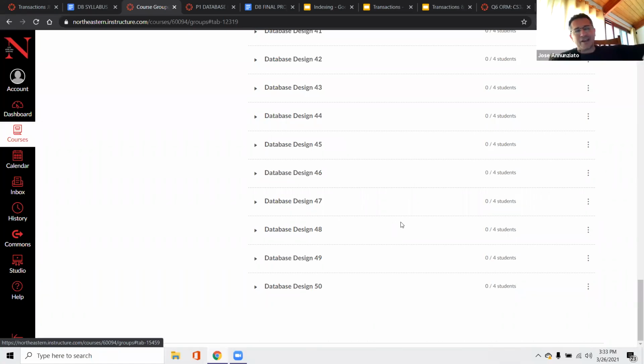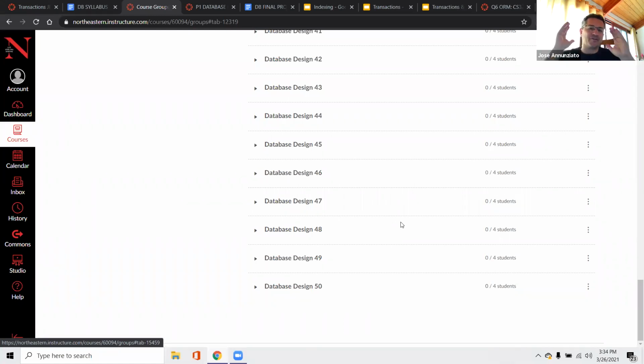So group number 45 in section 3 is together with group number 49 in section 4, right? And that way we're going to reconcile all the work that everybody has been submitting. As long as just one of the groups submits the work, we'll be able to keep track of who's who and who's going to get the final grade.